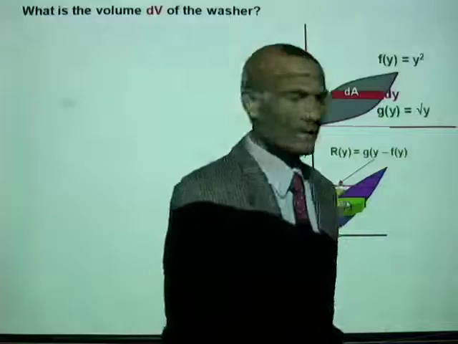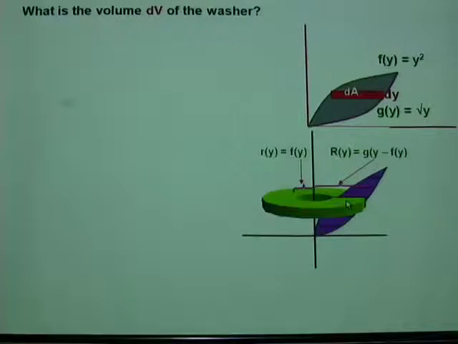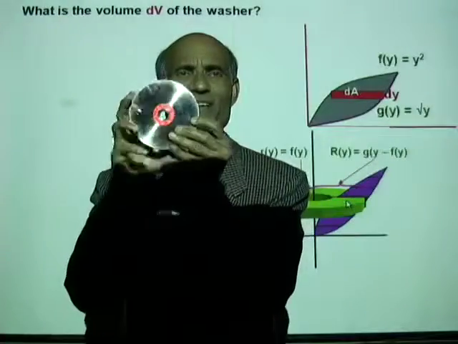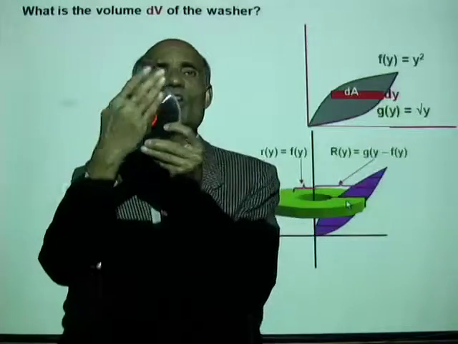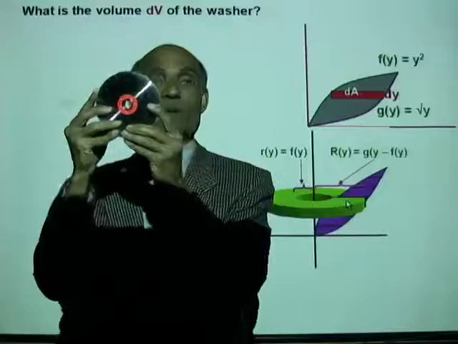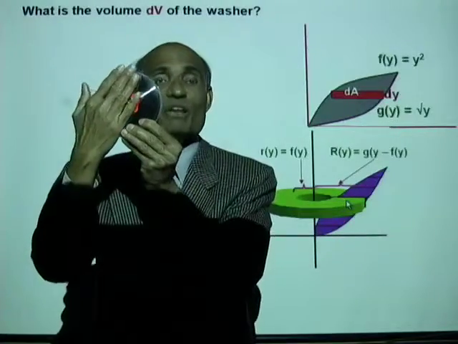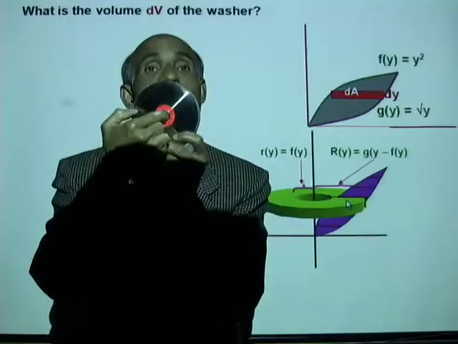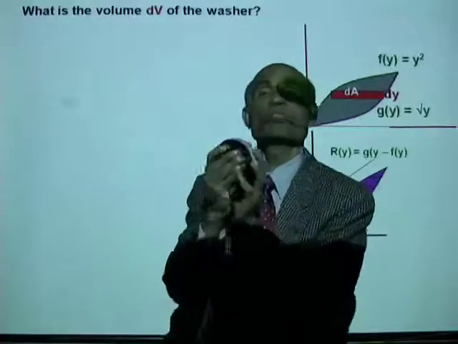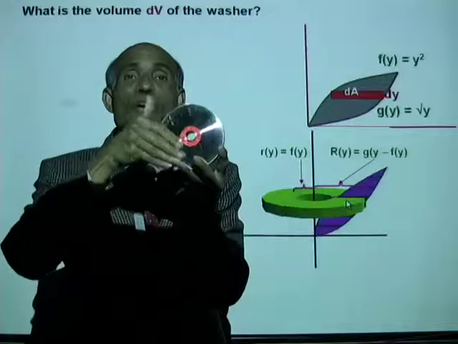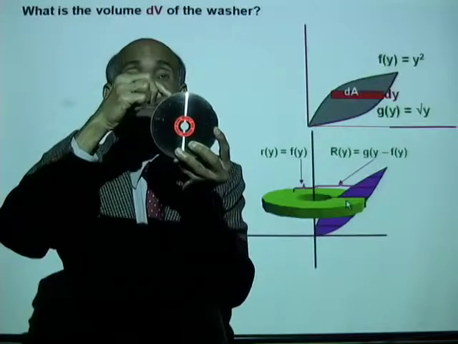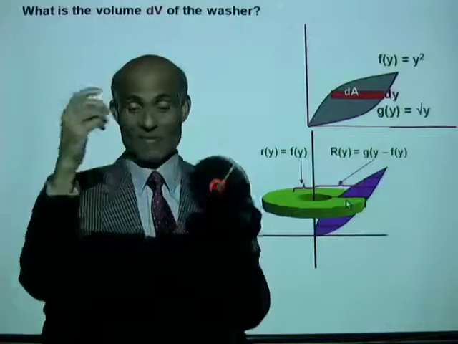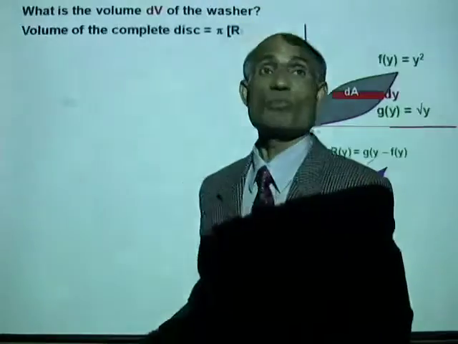Now, let me show you the disk that I used. If you look at this disk, you can see this is a washer, isn't it? Yes, you can see the hole there. Now, what is the volume of this disc, of this washer? Well, if you take the complete volume of the disc, including the hole, and then subtract the volume of the hole, is that right? In other words, the complete volume will be pi big R squared times the width, and then subtract pi small r squared times the width. And that will give you the volume of the washer.